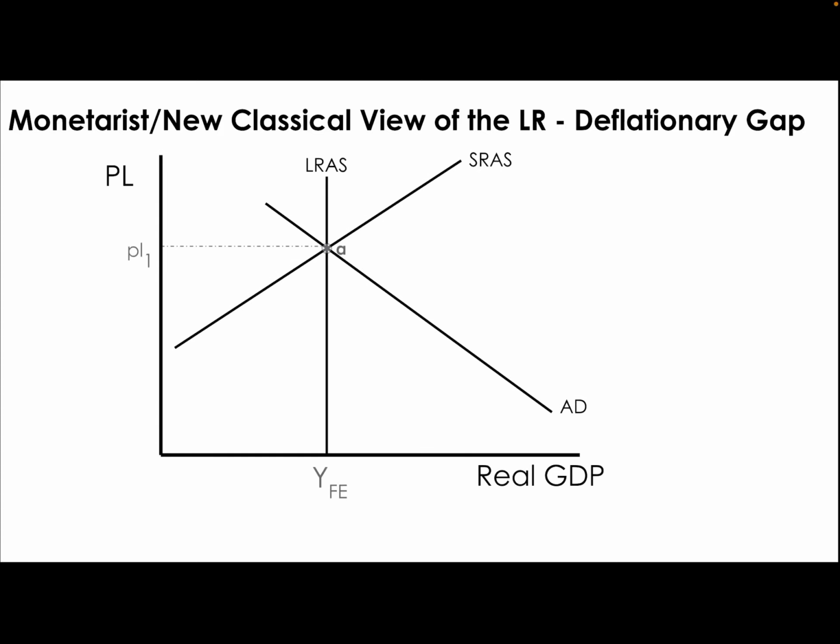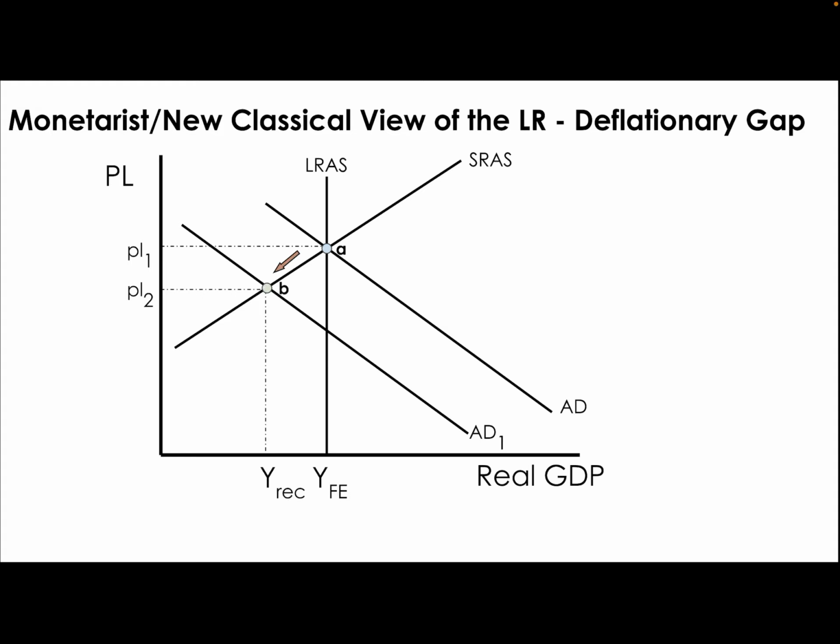So, we have a situation where we have a recessionary gap. Something causes AD to decrease. So we're at point B. Now the question is, how do we get back to long-run aggregate supply? And this is where SRAS comes into play.